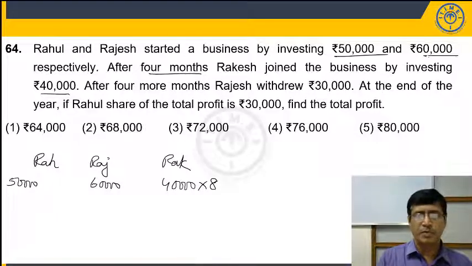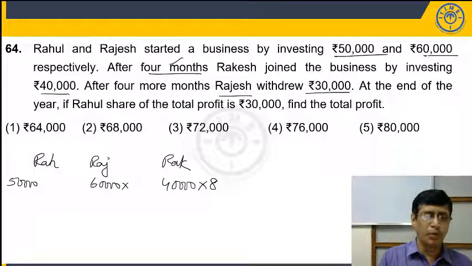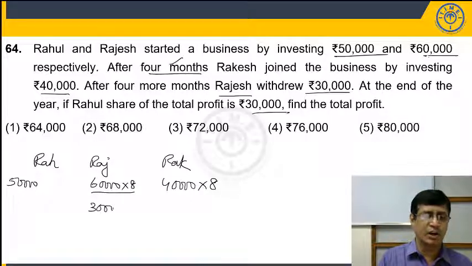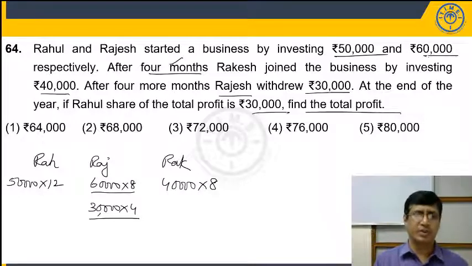After 4 more months, Rajesh withdrew 30,000. So after 4 more months means already 4 months over, 4 plus 4, 8 months. So what he did, he withdrew his capital, 30,000. Withdrawing 30,000 from the 60 means remaining 30,000 for the remaining part of the year. And find the total profit. Rahul kept his capital for the entire period of time.